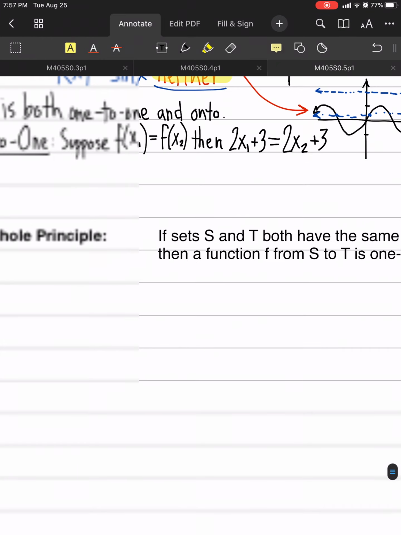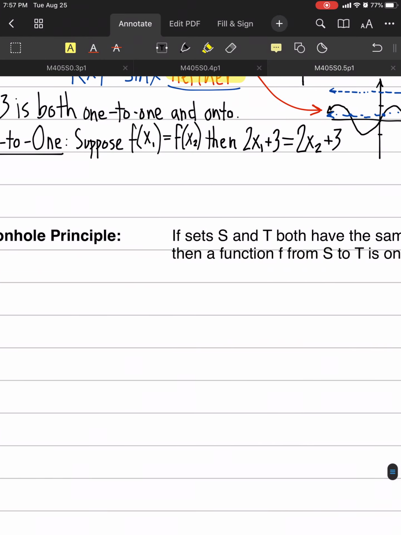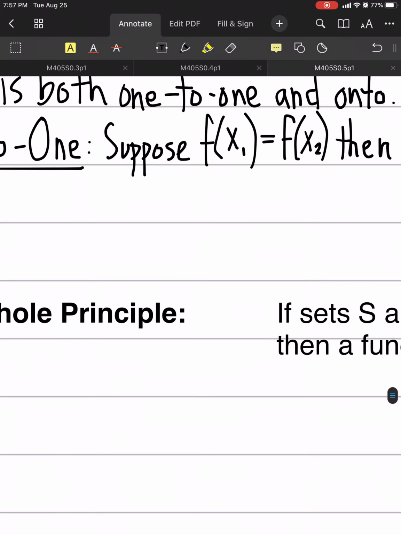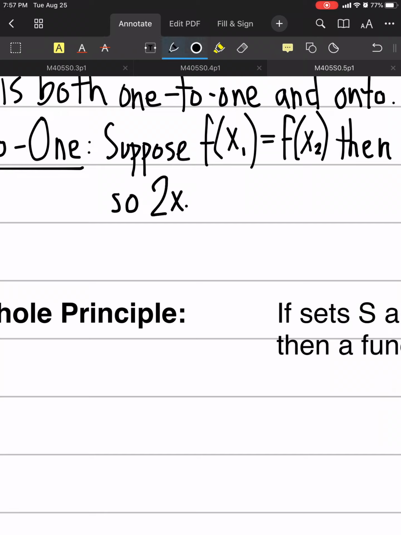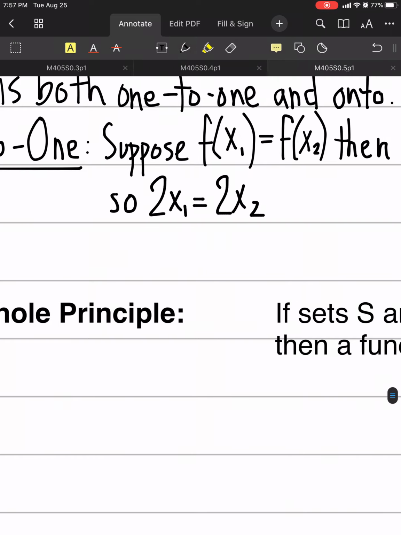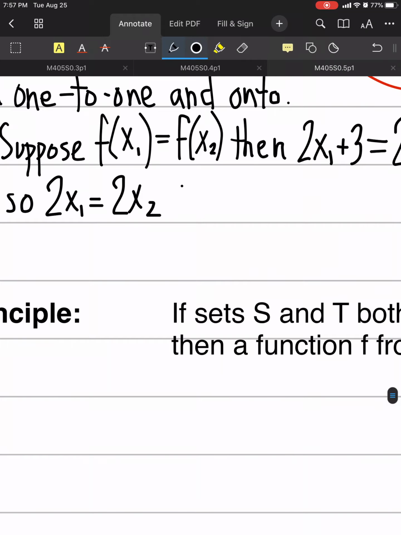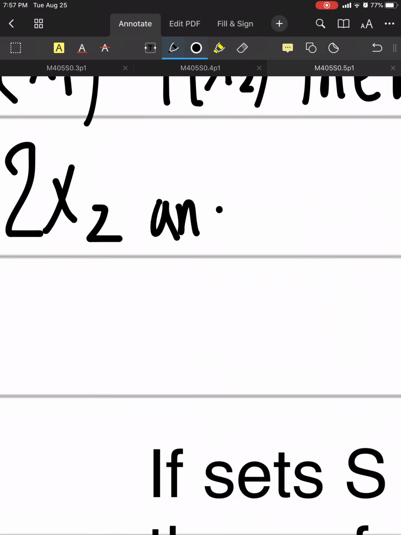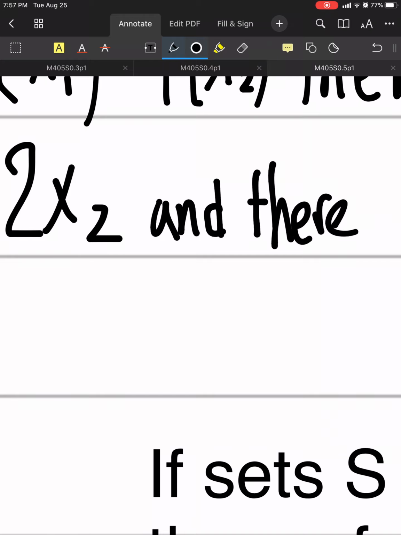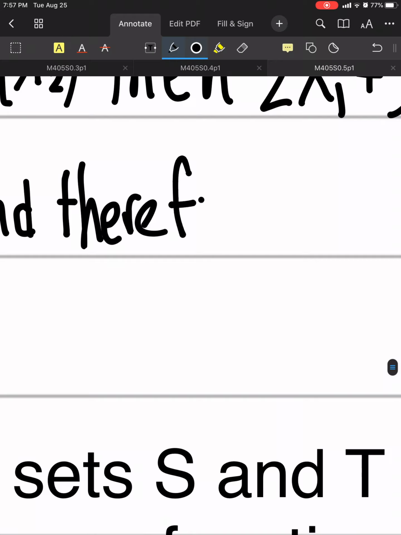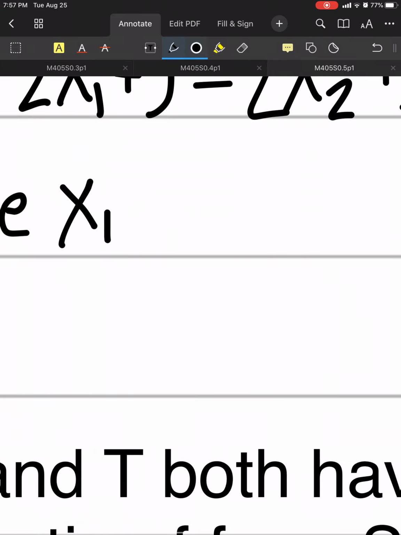And at this point, what kind of problem is this? This is just a middle school algebra problem. So we get 2x1 equals 2x2 if we subtract 3 from both sides, and therefore, dividing both sides by 2, we get x1 equals x2, and that is all we needed to do.